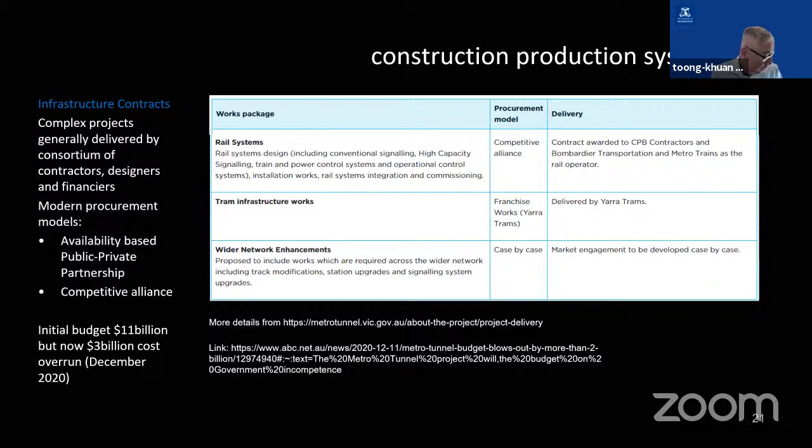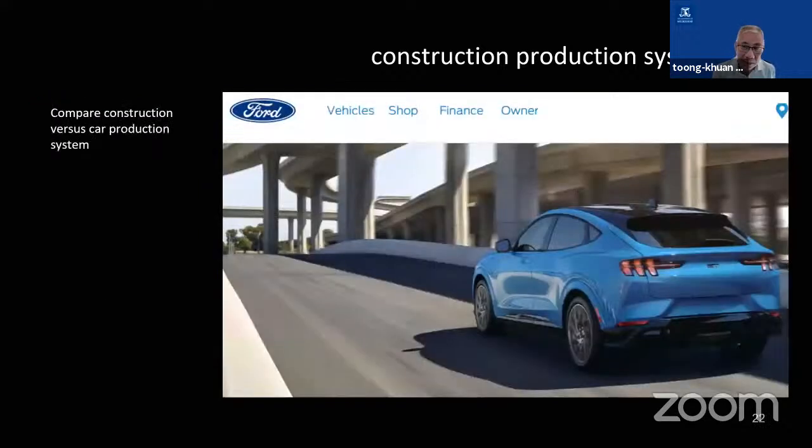I think this is very common. A lot of large projects are complex and we don't seem to be able to estimate or predict construction costs very accurately, even though we have lots of consultants and lots of very clever people around. So this is partly my research and also partly a challenge to you to think about why the construction production system is so inefficient. If you were to compare that with, for example, a car production system, and I got this information from the Ford Motor Company.